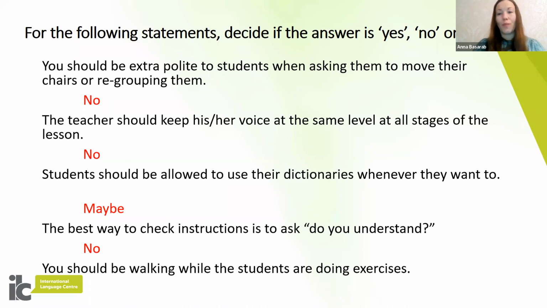All right. So in an online environment, we're not walking. We just move from room to room. If your students are doing the exercise, technically, we do not have to walk. We would probably give instructions, do one round, have a look to see if they are on the task, and then we can sit down.